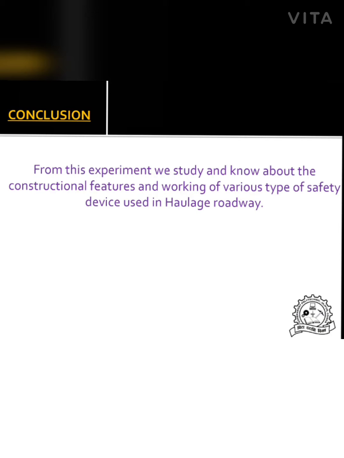From this experiment we studied the models of different types of safety devices generally used in haulage roadways for transporting, and these safety devices are used to prevent any kind of accident and injury. From this experiment we studied and learned about the construction features and working of various types of safety devices generally used in haulage roadways.